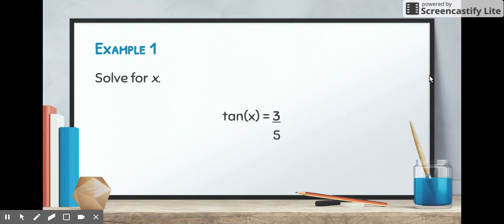So here we have our first example. We're trying to solve for x. And we have tangent of x is equal to 3 over 5. So tangent of some angle measure is equal to the opposite over adjacent side lengths.